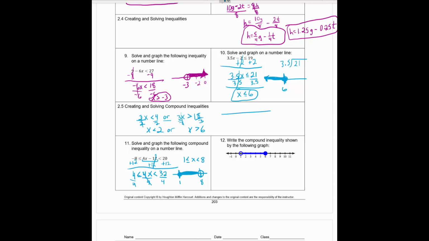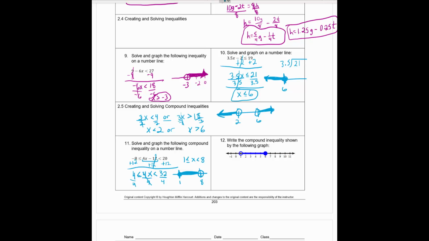So when I graph this, I've got a 2 and a 6, and so I'm shading to the left of 2, but I'm shading to the right of 6. So anytime you see them shaded away from each other, that's what's happening, this is an or situation.